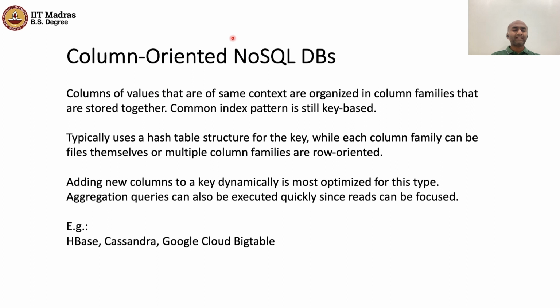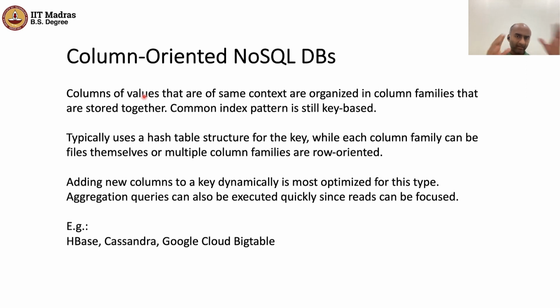Okay, the next type of NoSQL database is a column-oriented store. So here, it's not key value anymore. It's actually a bunch of values. The bunch of values all have their own descriptor. Descriptor meaning a column name, right? So in this, basically, the columns of those values that are of the same context. Context meaning they potentially come from the same domain or they come from the same source. So in which case they're all organized together as column families. And then those column families are stored together, but multiple different column families are stored separately.